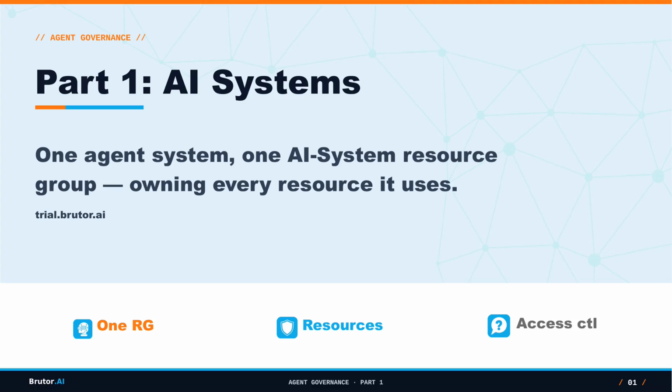Brutor Agent Governance. Part 1. AI Systems. Before we govern what an agent does, we give the whole agent system a home. One resource group that owns every resource it uses.